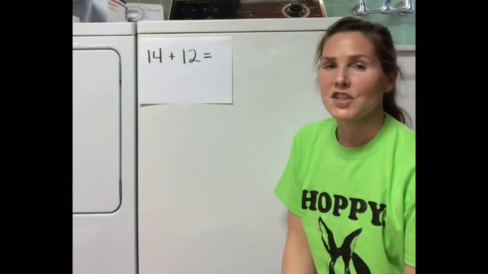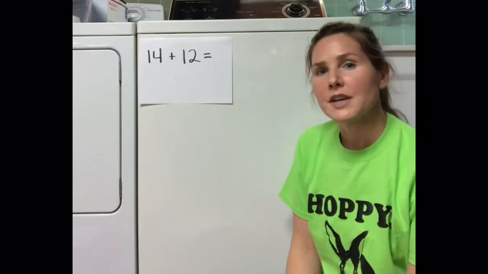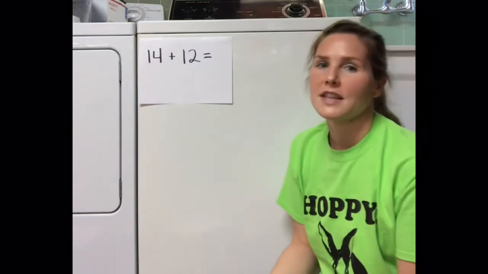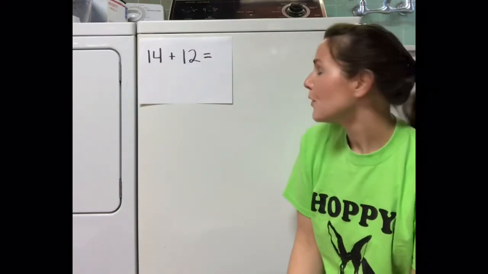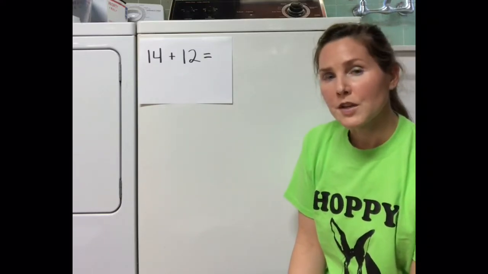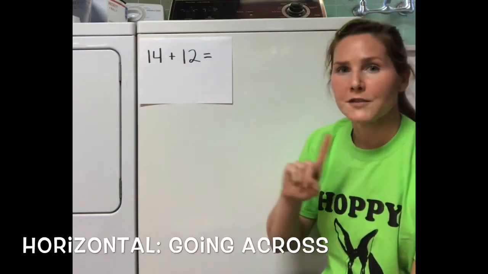Today I'm going to be teaching you how to add two-digit numbers. A two-digit number is a number that has a digit in the ones column as well as a digit in the tens column. So for example, 14 plus 12. Right now the problem is written horizontally. The word horizontally means going across from left to right.